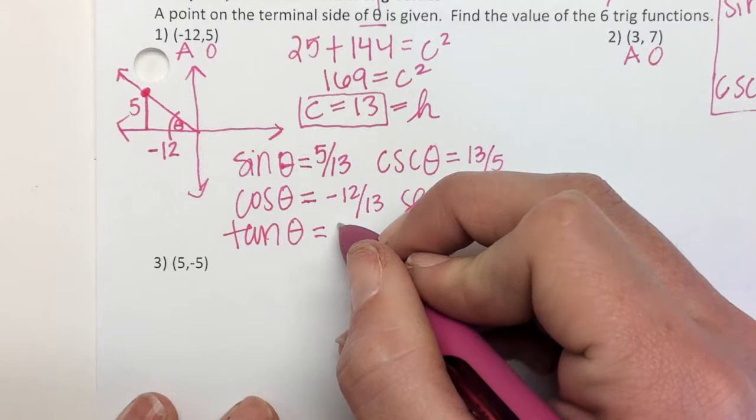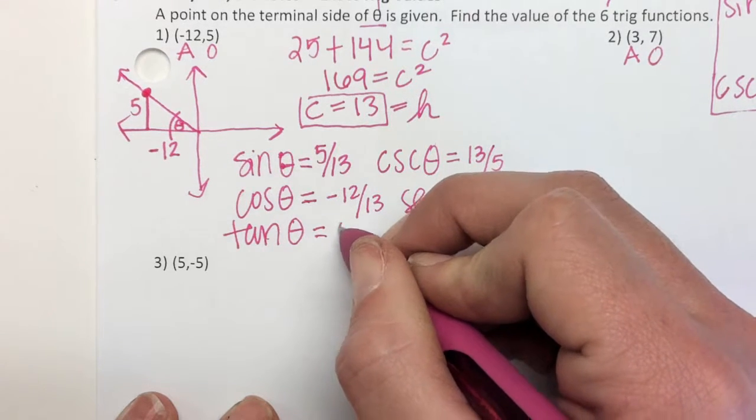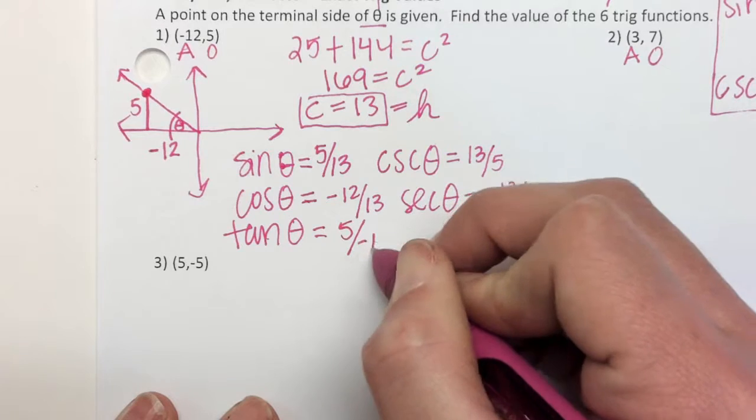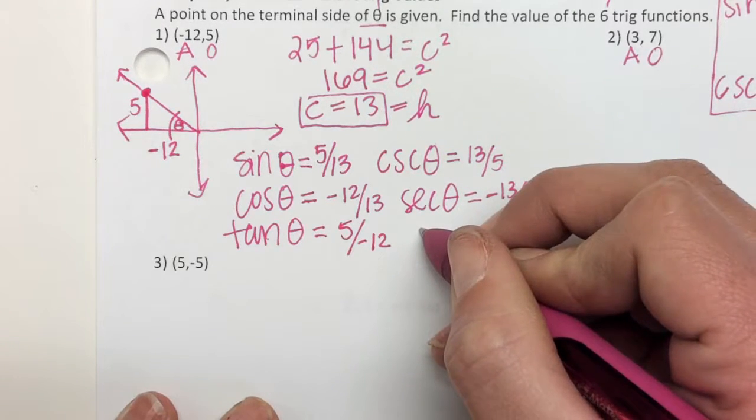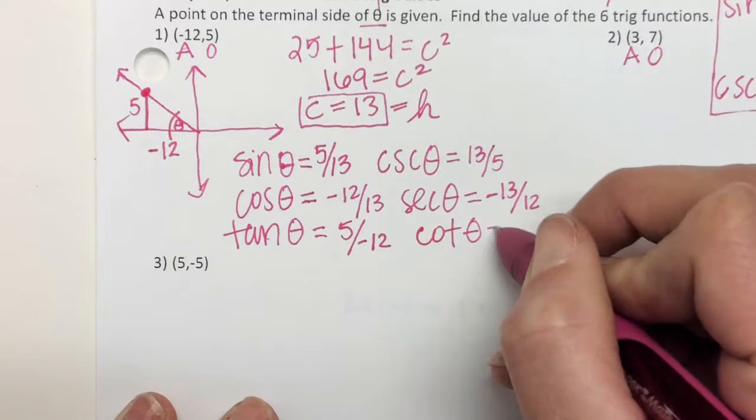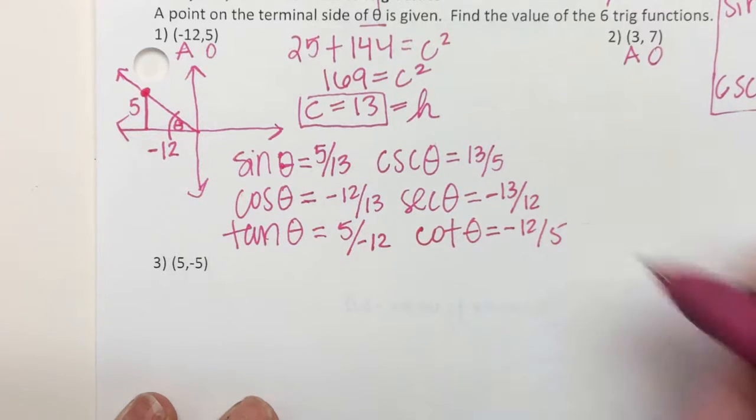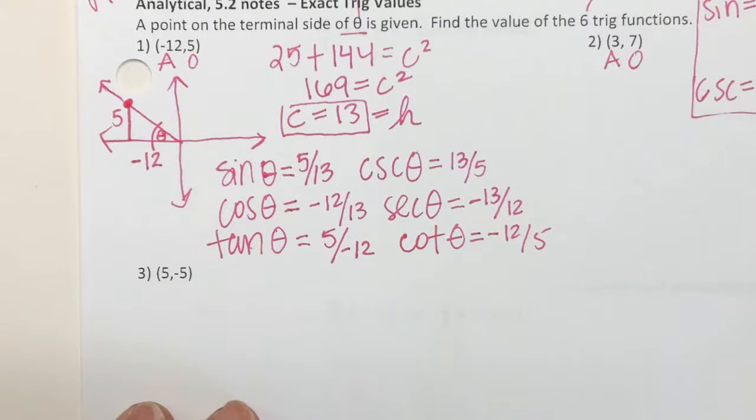So what? 5 over negative 12. And then tangent's boyfriend is going to be... perfect. Those are our 6 trig functions.